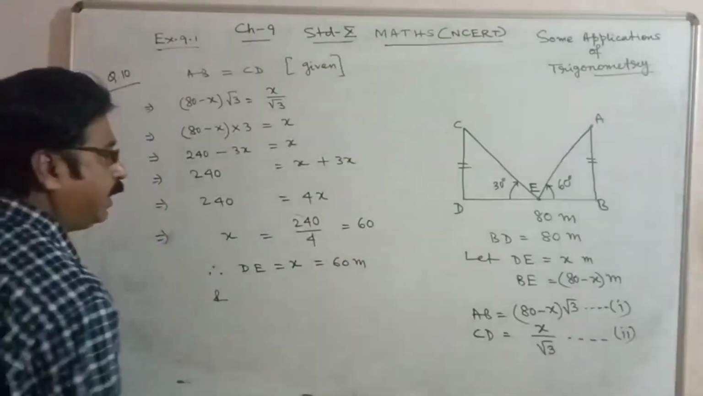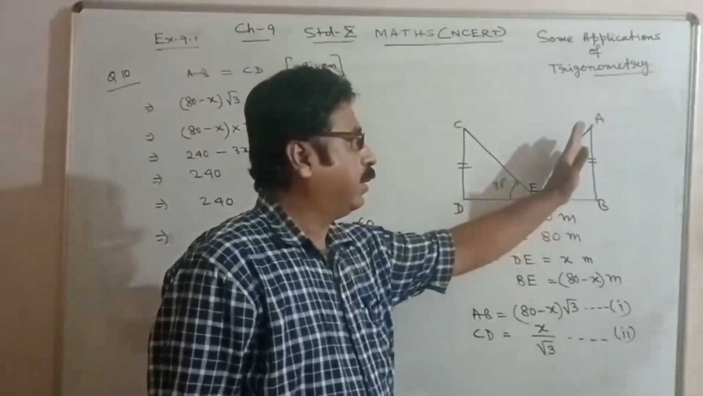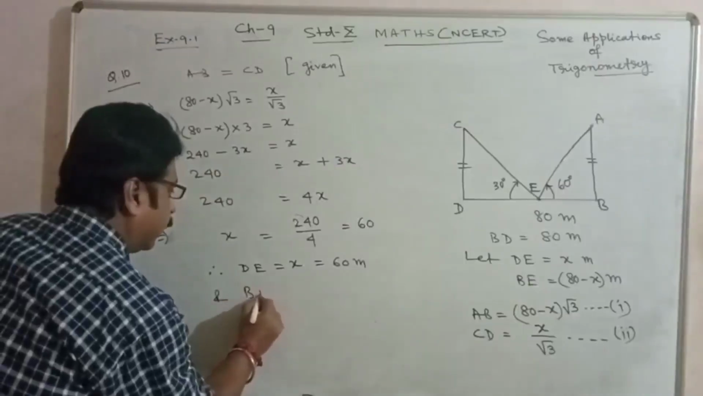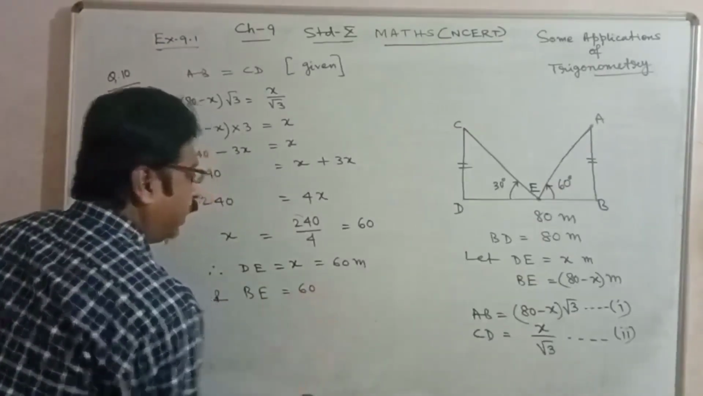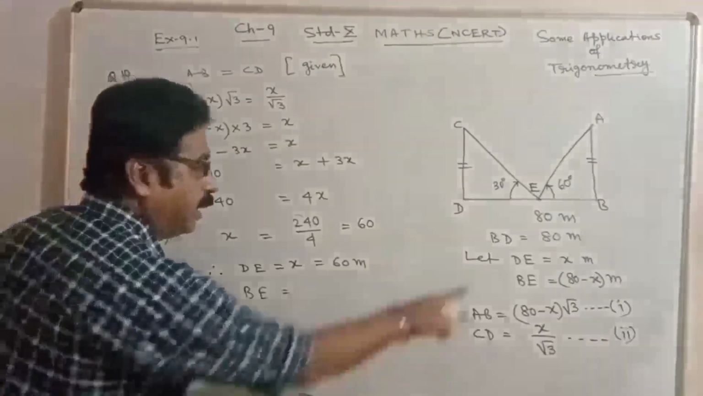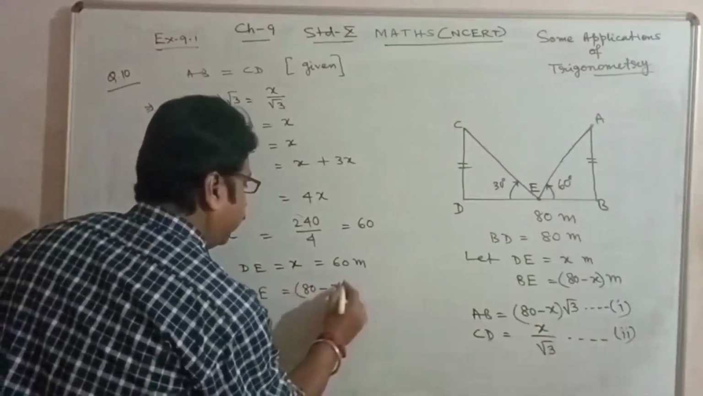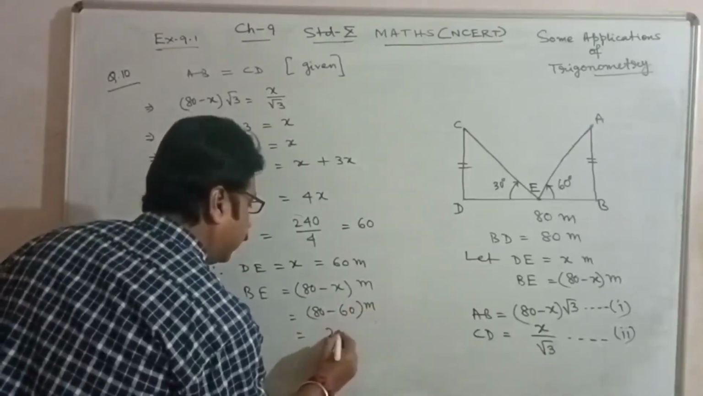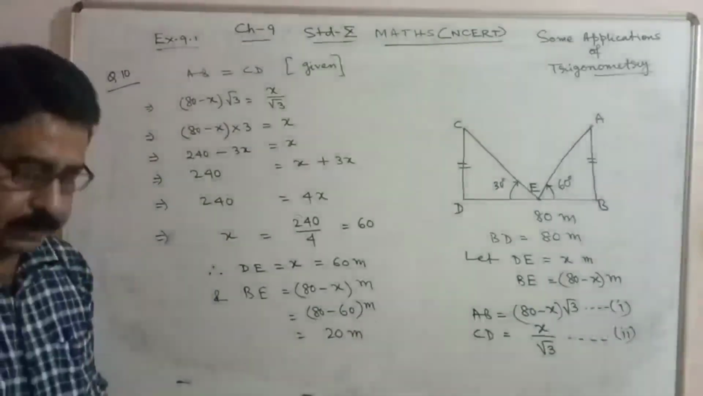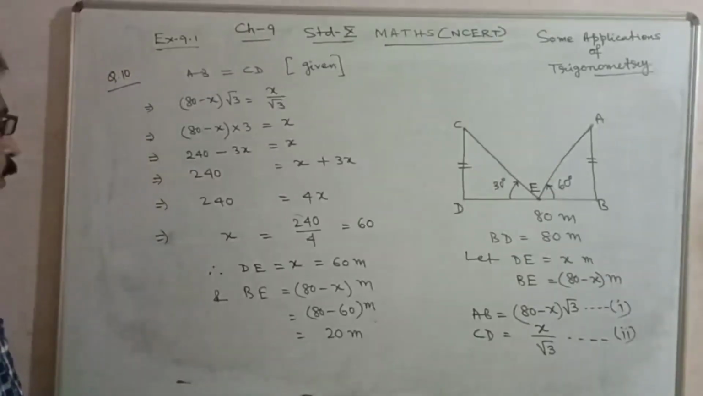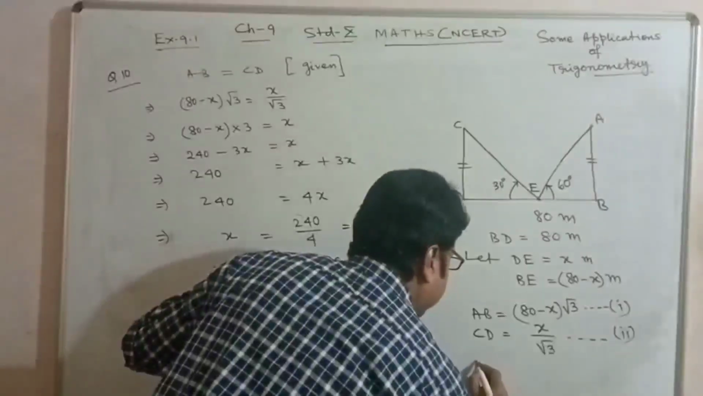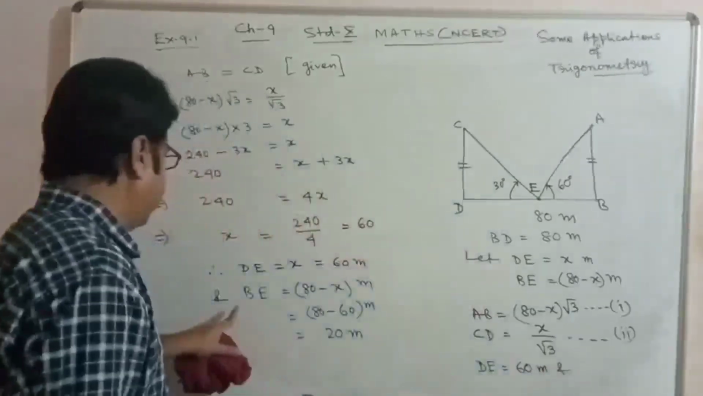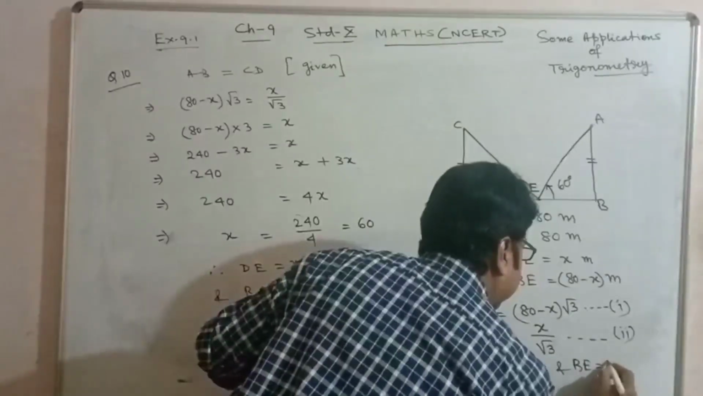and BE, that means the E point is located from the pole AB. How much? That BE equals 80 minus x. BE is 80 minus x meter, means 80 minus 60 is 20 meter. So we got DE equals 60 meter and BE equals 20 meter.